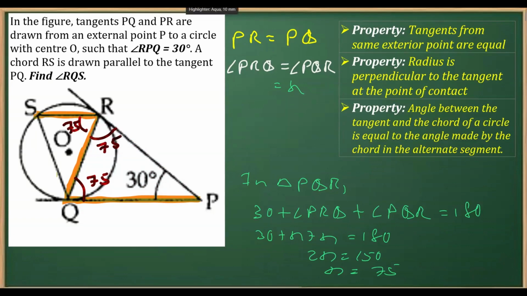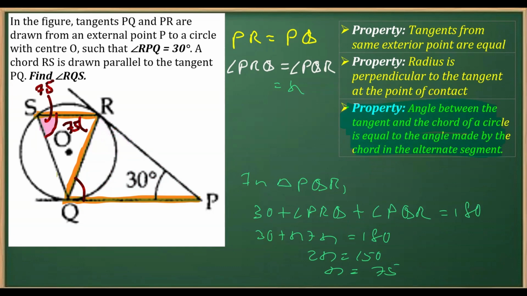Now, the next property is the alternate segment property. It says that the angle subtended by a chord and a tangent, I'm referring to this angle clearly shaded with pink, will be equal to the angle subtended by the same chord in the alternate segment. That means by this property, I can say that this angle is also 75. I should write this is 75. And that property is called alternate segment.